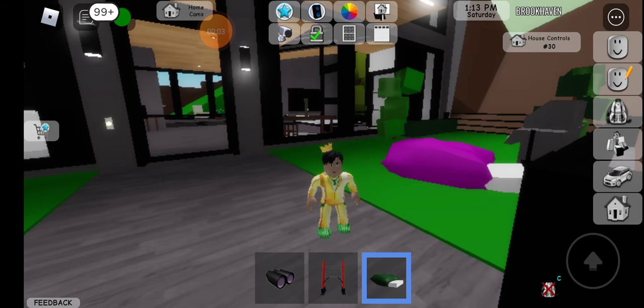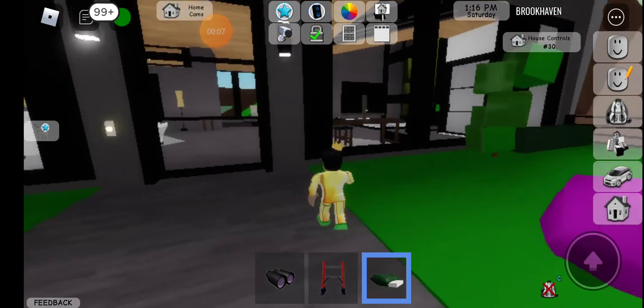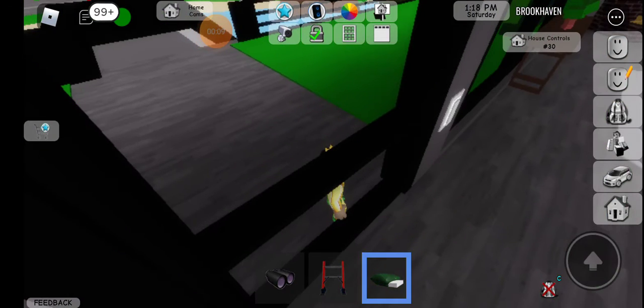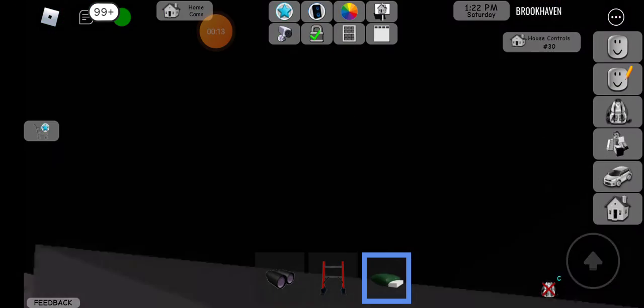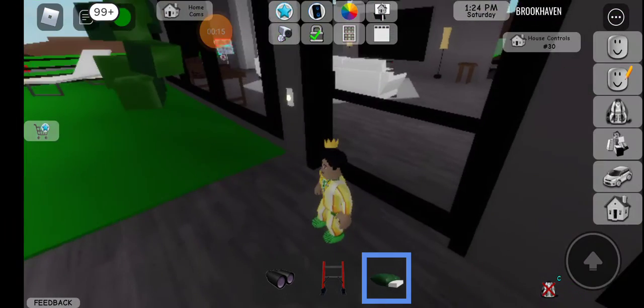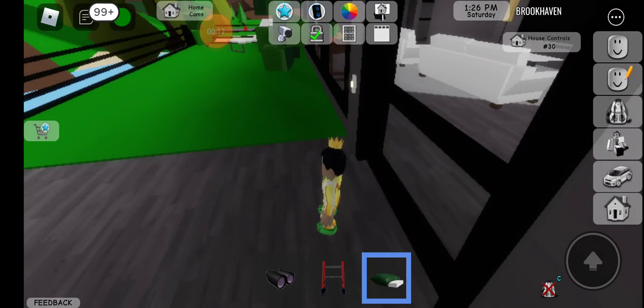Today I'm going to be showing you guys lots of different types of glitches. If you do this, this is how to get into a house with just a bed.